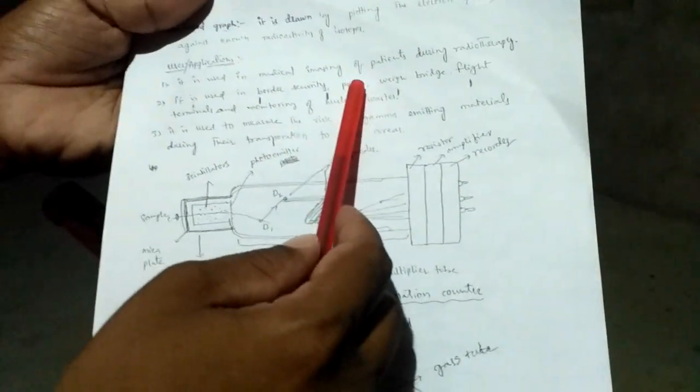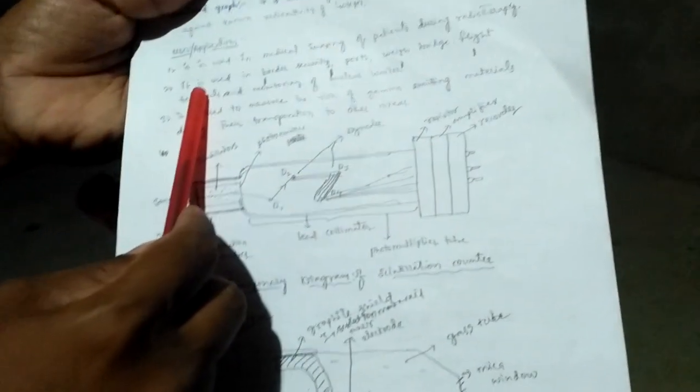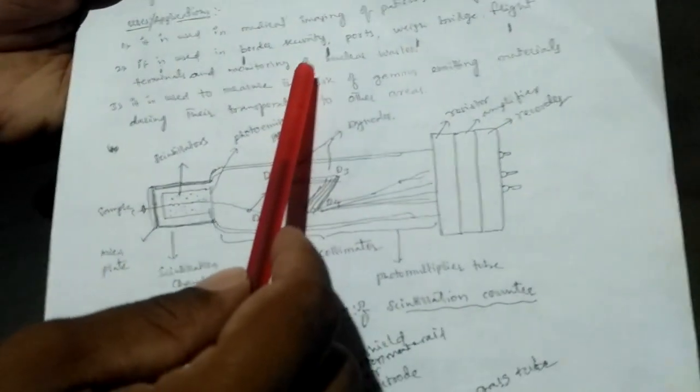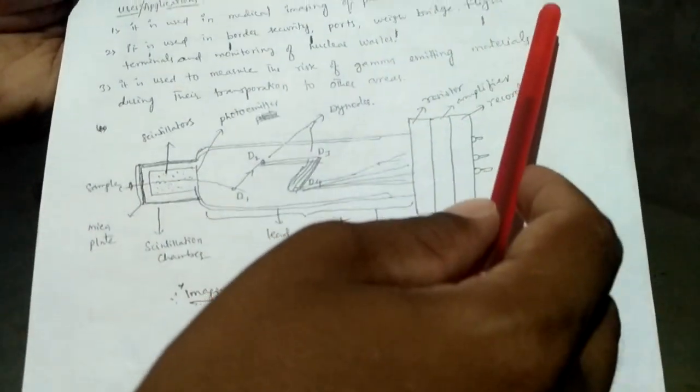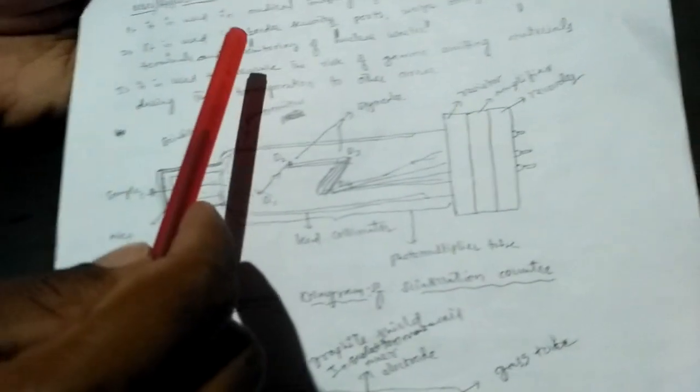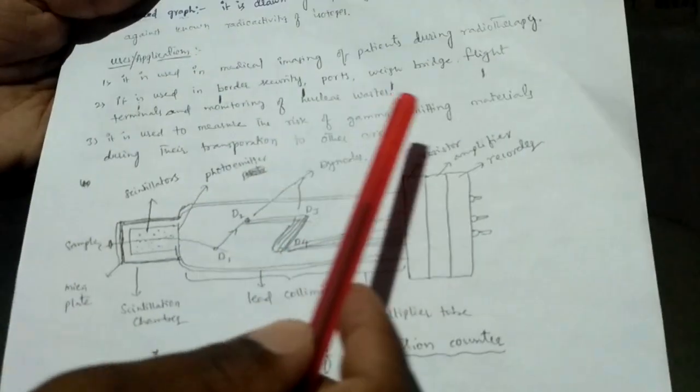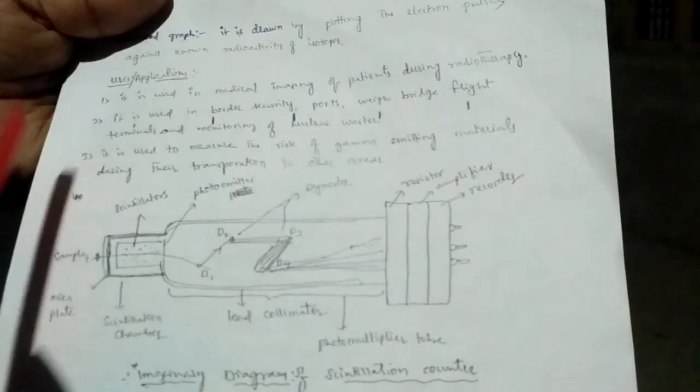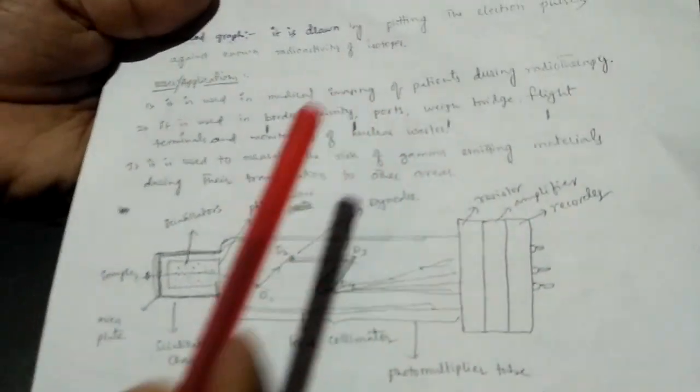It is used in border security, ports, and flight terminals, and it is also used to monitor nuclear waste when it is transported from one place to another. It is also used to measure the risk of radiation-emitting materials during their transportation to other areas.